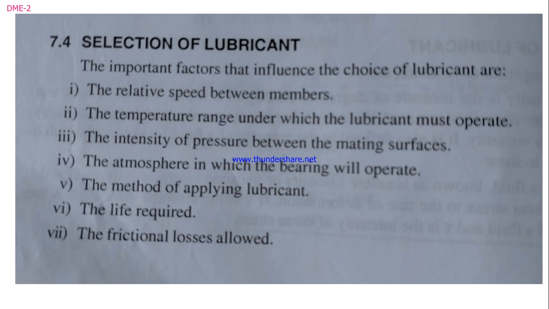The temperature range under which the lubricant must operate. So what is the temperature range in which your lubricant is operating? Whether it is 0 to 100 degrees Celsius, 0 to 50 degrees Celsius, because you have to assess the flash point and fire point, failing which there is a possibility of catching fire of the lubricant. Okay. Then the intensity of pressure between the mating surfaces. How much pressure is placed on the lubricant when two surfaces are rubbing on each other.